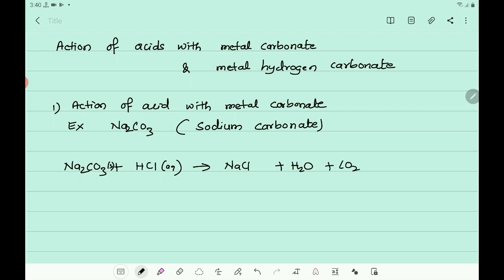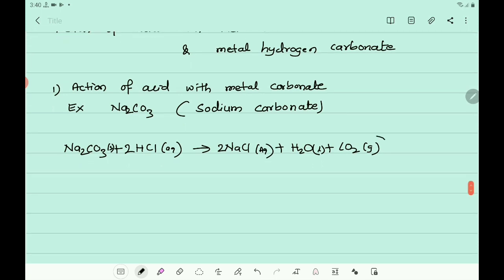Here H2O is there, so you write 2H, and 2Cl means you write 2. Here also Na2, 2Na, it got balanced. And then H2O is there, CO2 is there. H2O is a liquid and CO2 is a gas. So it is liquid and it is gas, and it is an aqueous solution of sodium chloride.